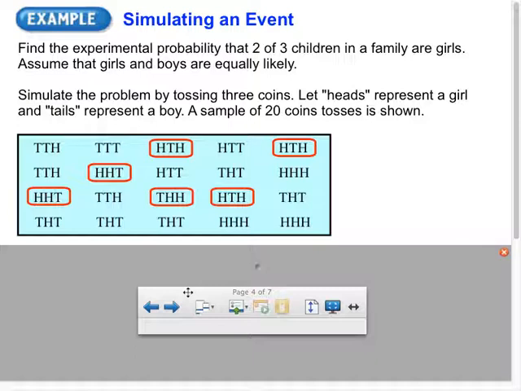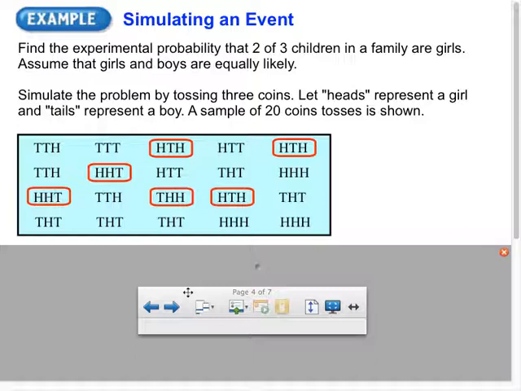And what we're going to use to simulate the birth of that child is a quarter or a coin. Since it's 50-50, tails, heads, right? So 50% theoretical probability, you're going to land heads up. 50% theoretical probability, you're going to land tails up, right? Does that make sense? So the question says, find the experimental probability that 2 out of 3 children in a family are girls. Assume that girls and boys are equally likely.